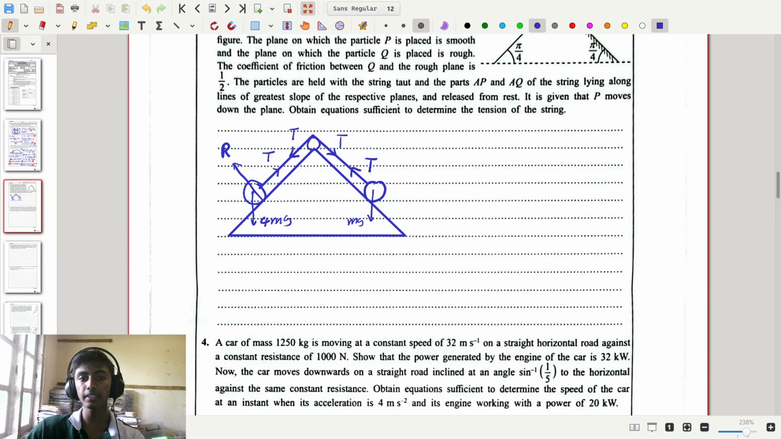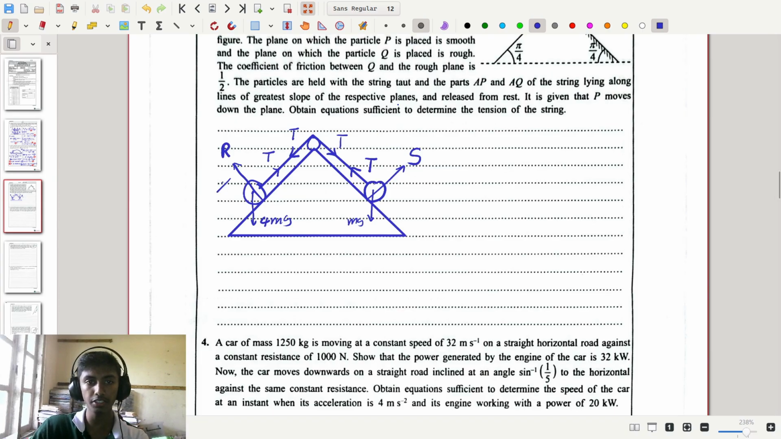And as for the fact that it's on this slope, it's also going to have another normal reaction which I'm going to label in this direction. Since the last normal reaction had symbol R, I'm going to label this one with S. Now additionally to this, since this particle is sliding down and this particle is sliding up, we are also going to have some accelerations here.